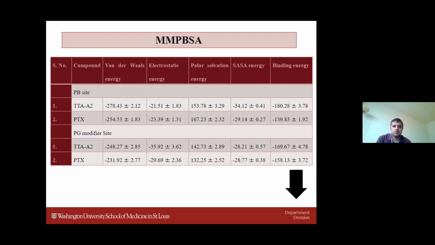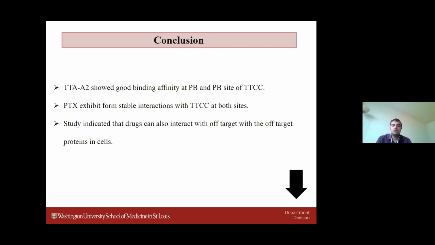Oh, there is, yeah. So overall, I have not presented the other data that my colleagues have done related to cell cultures. Overall, from the study, we came to know that the binding of both the drugs, TDA2 and PDX, with TDCC can form lower energy complexes. And this study indicated that both these drugs could interact with the off-target proteins as well, through less affinity when compared to their main target.